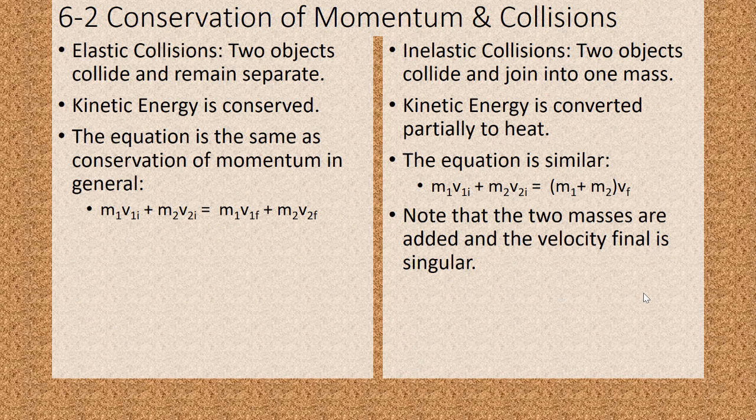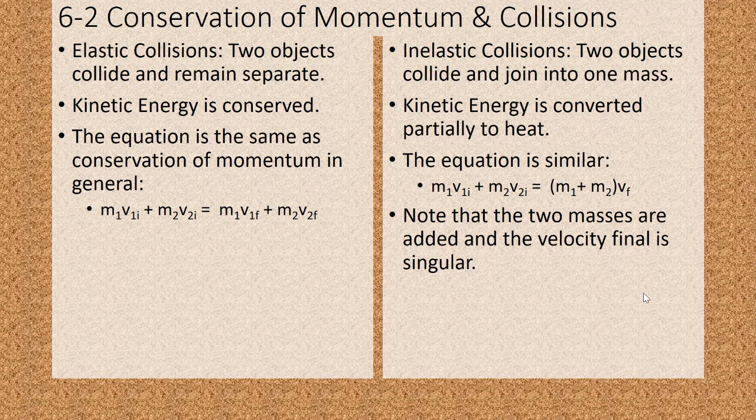Now, in terms of the collisions, most collisions in real life are some combination of elastic and inelastic. But we're going to be taking a look at the ideal cases where the collision is either 100% elastic or 100% inelastic. What's the difference? In an elastic collision, the 2 objects remain separate. Kinetic energy is conserved, and the equation for this is the same as the conservation of momentum equation.